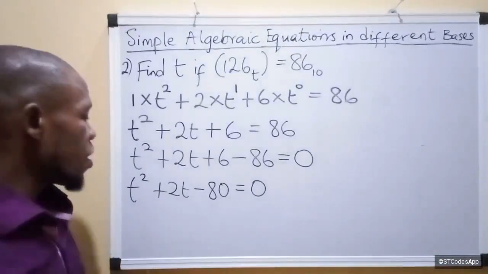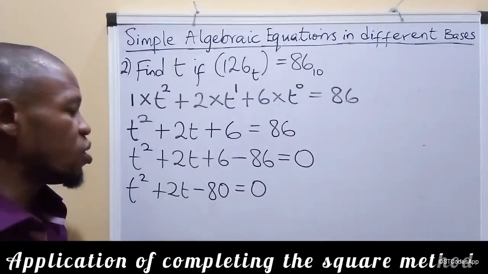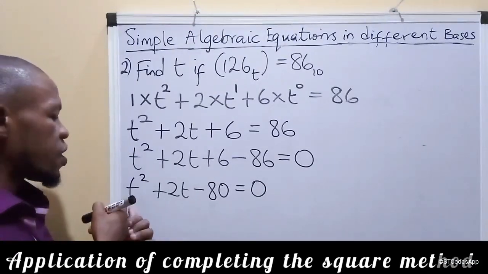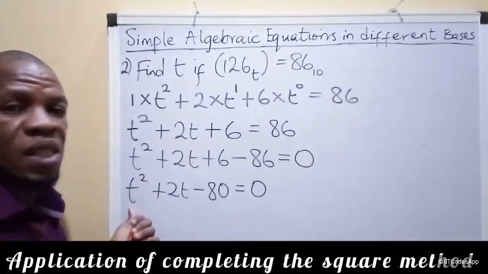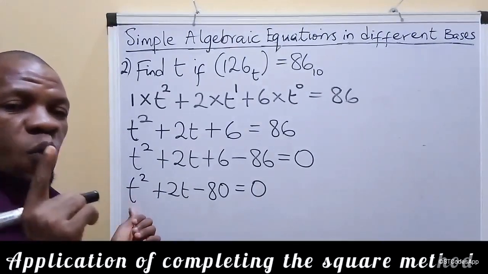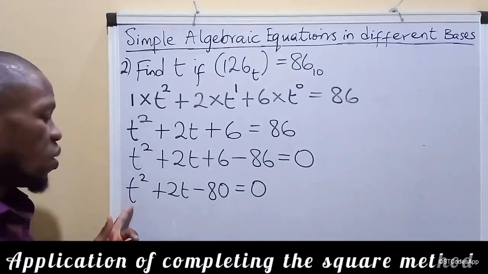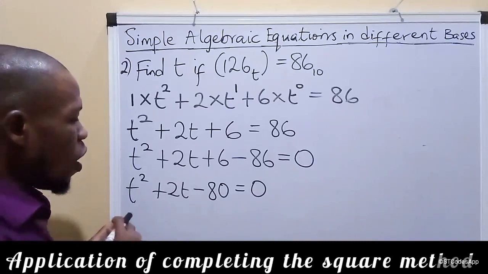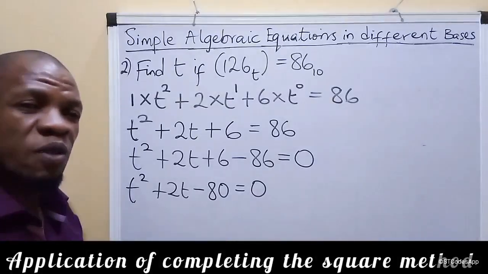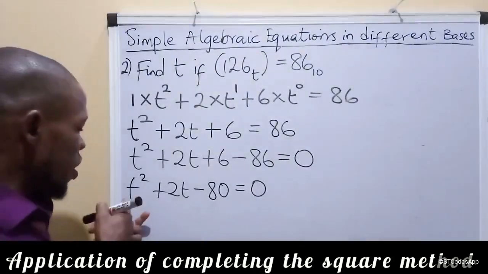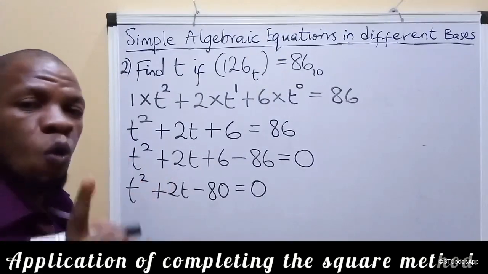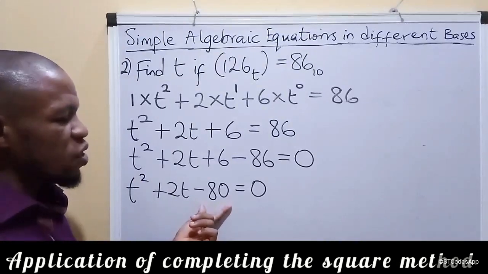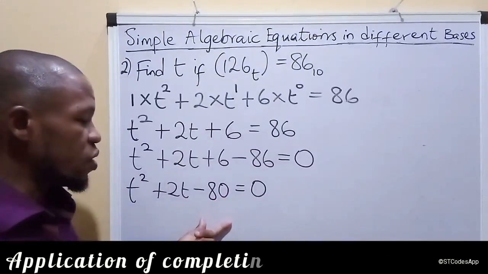In applying completing the square method, what we do is that we ensure that the coefficient of the first term, which is raised to power 2, since this is a quadratic equation, is 1. In this case, it's already 1. But assuming it wasn't 1, we're going to divide all the terms of this equation by that coefficient, so as to reduce the coefficient of this first term, which is raised to power 2, to 1. And then we're going to transfer the constant over to the right side of the equation.